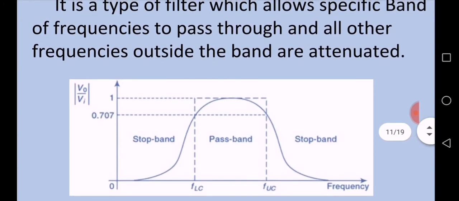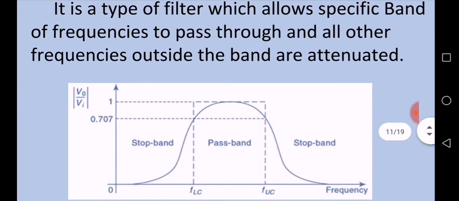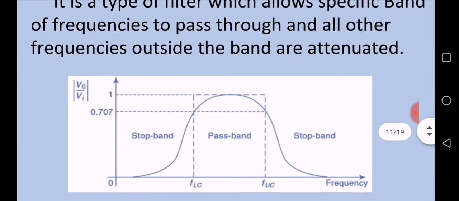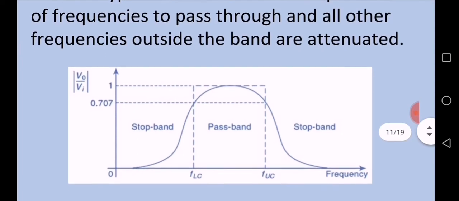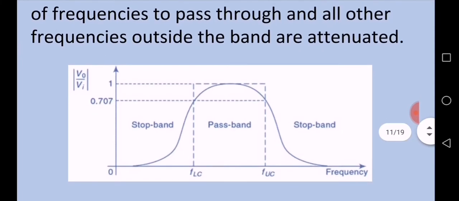In between FLC and FUC, the frequency band is passed, and the remaining part from 0 to FLC and from FUC onwards will be cut. So there are two stop bands, and in between the two stop bands there is one pass band where that frequency will be passed.